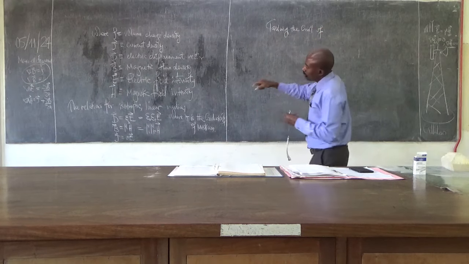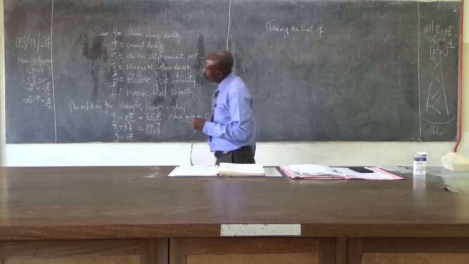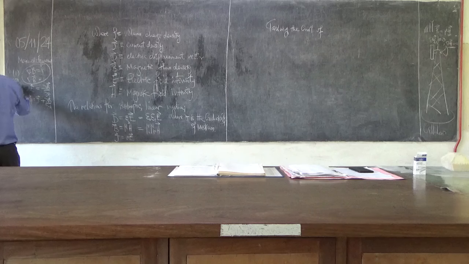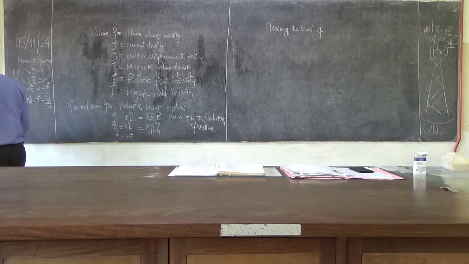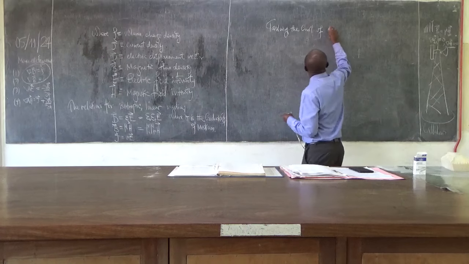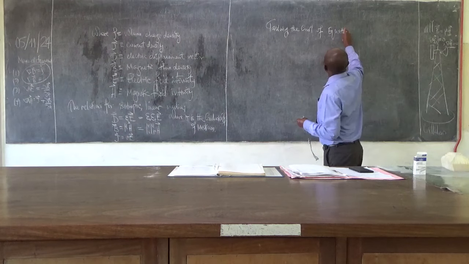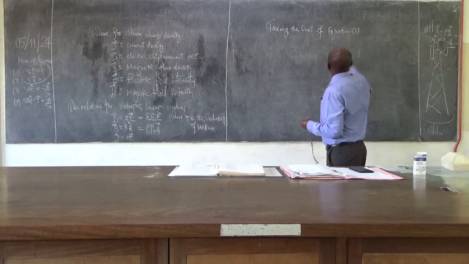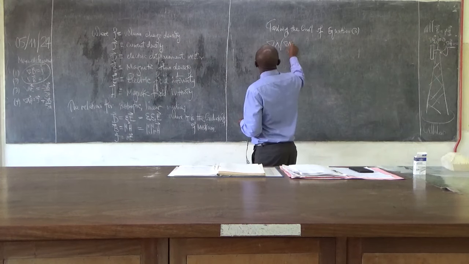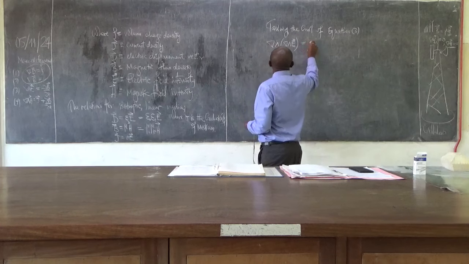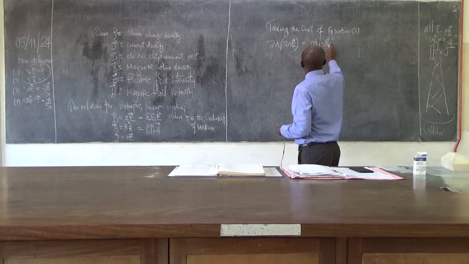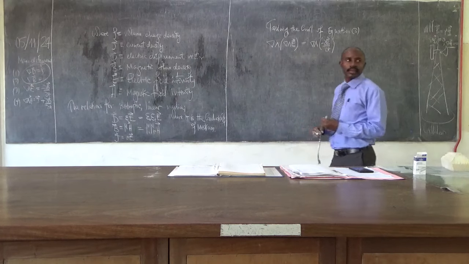So taking the curl of equation 3, of equations 1, 2, 3, 4, then we would have that the curl of curl of E is equal to the curl of minus partial B by partial t.